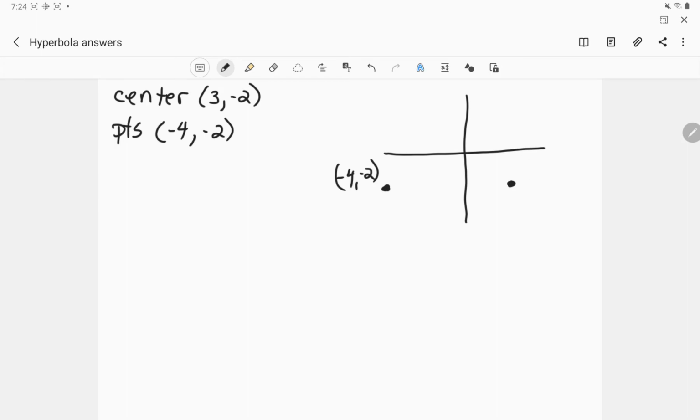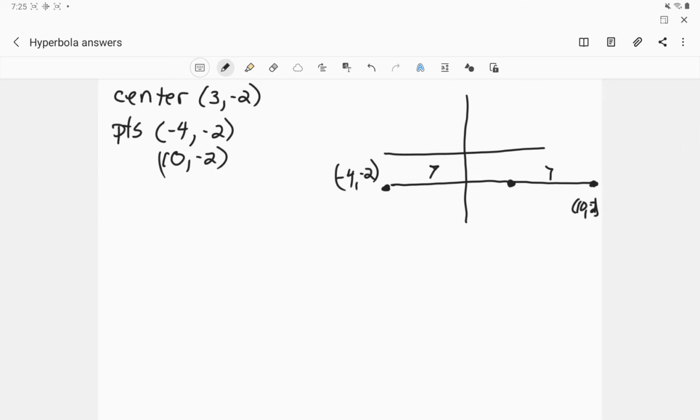Meaning that from my center, which was at 3 and negative 2, I went back 7 squares to get there. Another point is 10 and negative 2. Now I'm going to run out of space here, but let's say 3, 4, 5, 6, 7, 8, 9, 10. Let's say that's right out here on the edge. And so that is 10 and negative 2. So again, from this point of 3, I went forward 7 squares. That seems pretty long to me.